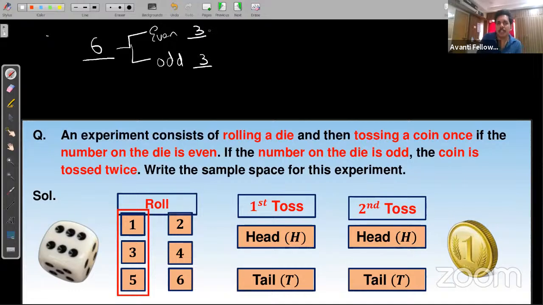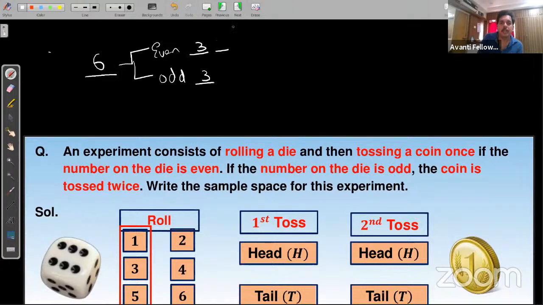So if it is even, then what is he saying? Once more, you are tossing a coin, sorry, not a die, you are tossing a coin now. So how many outputs will be there for my coin? Please tell me. So it is 2. So how much is it? 3 into 2 is 6. For even, 6 outcomes. Okay. For even, you are having 6 outcomes.